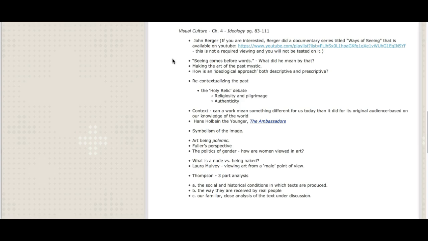Can a work mean something different for us today than it did for its original audience, based on our knowledge of the world? We look at Hans Holbein the Younger, The Ambassadors, and I've given you a link to that work. You want to really think about the symbolism of an image, and it uses The Ambassadors as kind of a study in walking through symbolism. We want to look at art being polemic.